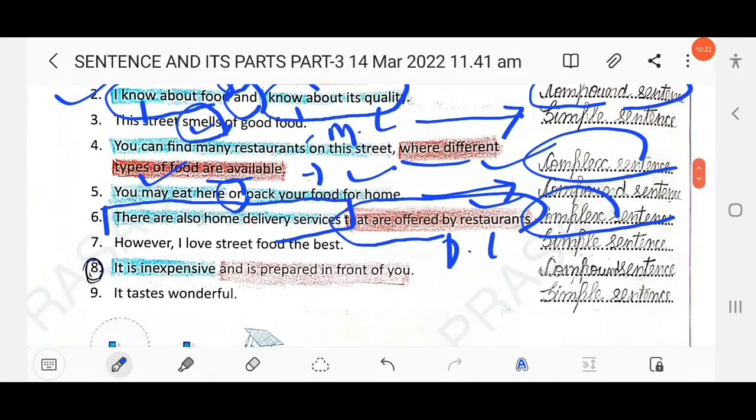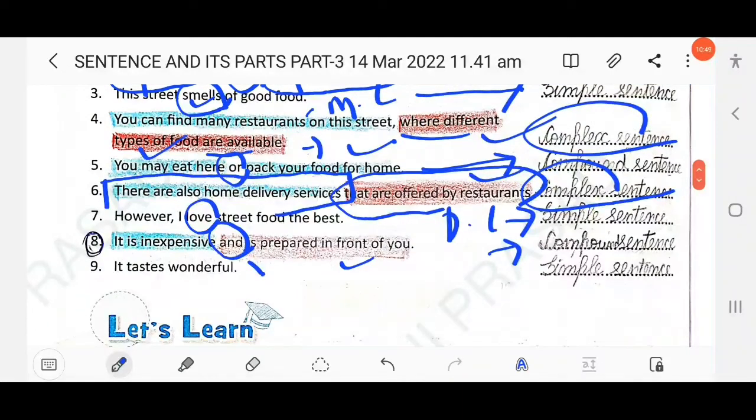The next here: however, I love street food the best. This is a simple sentence because there is only one finite verb, love. Okay, so this is simple. It is expensive and is prepared in front of you. This is a compound sentence because there is use of a coordinating conjunction and there are two main clauses. It is expensive and it is prepared in front of you. So this is a compound sentence.